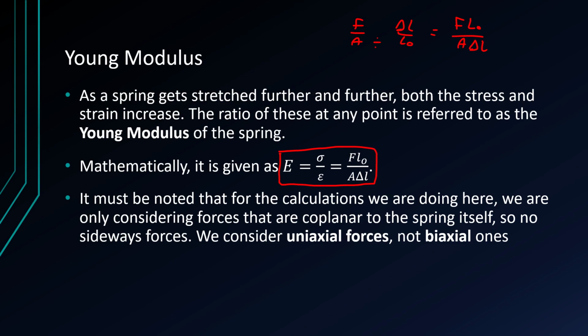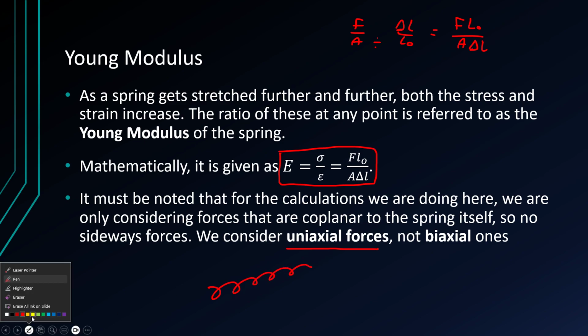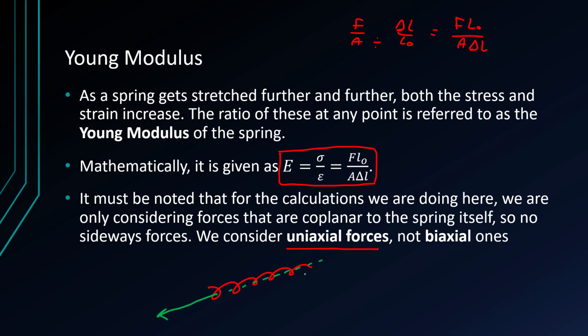Now, there is a key thing to note, and it's a bit complex, so you can move on to the example after this if you wish, or you can move on now. But the way we're considering the forces is something known as a uniaxial force. A uniaxial force is one that occurs along one plane of action. So if we have, again, the side-on view of the spring, if we pull here, then we're only considering forces along this line of action.